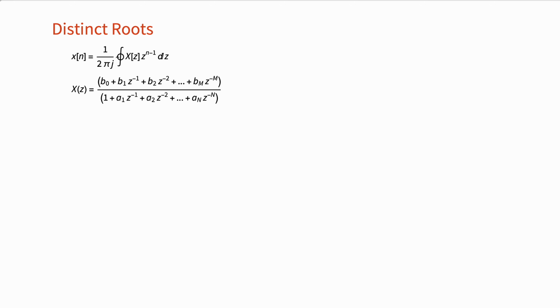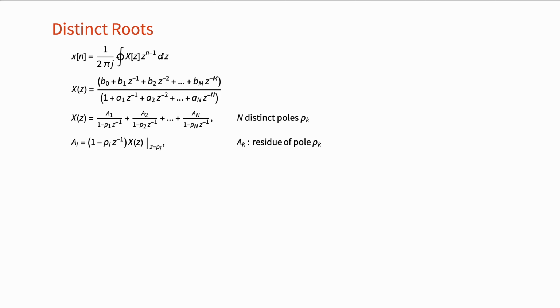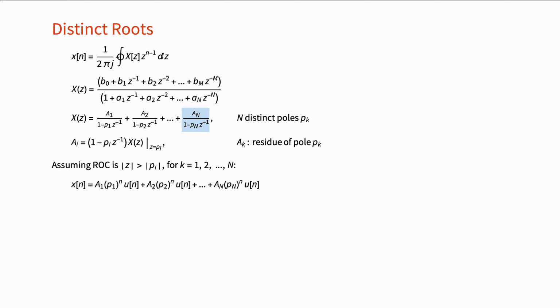In the case where we have n distinct poles, p_k, the Z-transform X(z) may be expanded into a linear combination of first-order terms as shown here. The constants a_i are called the residues and are obtained using the formula shown here. Now, assuming that the region of convergence is where the absolute value of z over p_i is greater than 1, each term of the partial fraction expansion has an inverse transform of the form shown here. Adding these terms gives the expression for the sequence x[n].